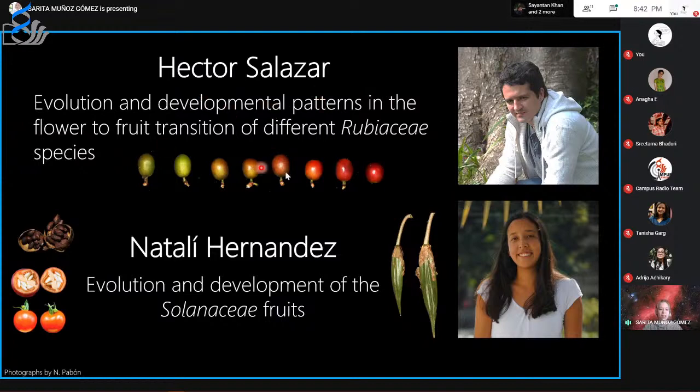So Rubiaceae is a very cool family, and many of the species are found here in Colombia, such as coffee and noni, which is a very popular fruit. And Natalie Hernandez worked on the evolution and development of Solanaceae fruits during her undergrad thesis. She also graduated last year. And these Solanaceae species are also very popular around the world. There are many species that belong to this family, such as the potato, tomatoes, and peppers.